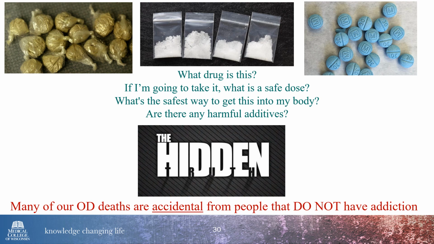So we need to recognize that many of the overdose deaths that happen in our society are people overdosing that do not have diagnosable addiction. They do not have a substance use disorder. They're just using these substances to cope, to unwind, because people use drugs sometimes, and they're dying because there's adulterants and they don't know how to use them.